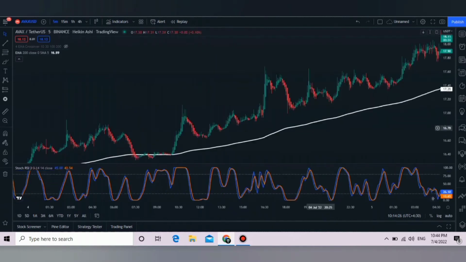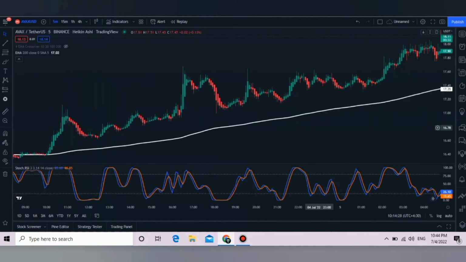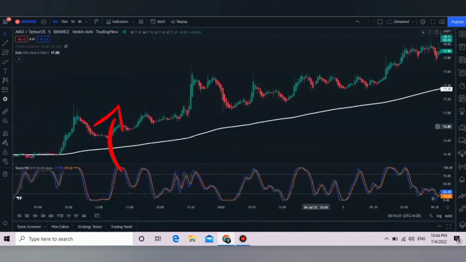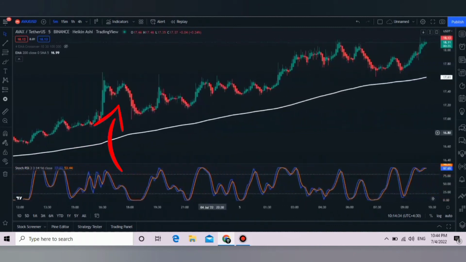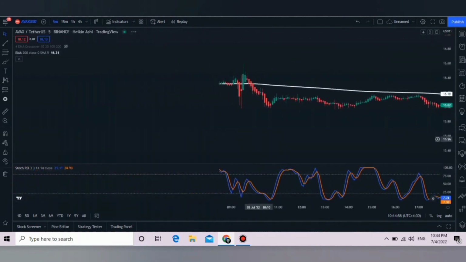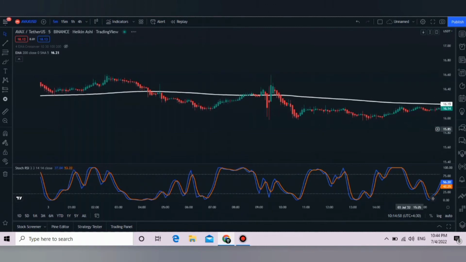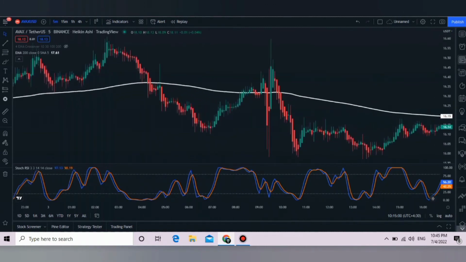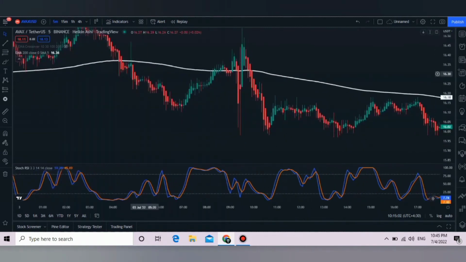Step 1. If we are looking to take a buy trade, the market must be above the moving average. And if we're looking to take a short trade, the market must be below the moving average.